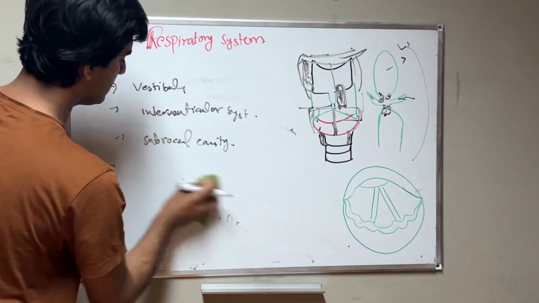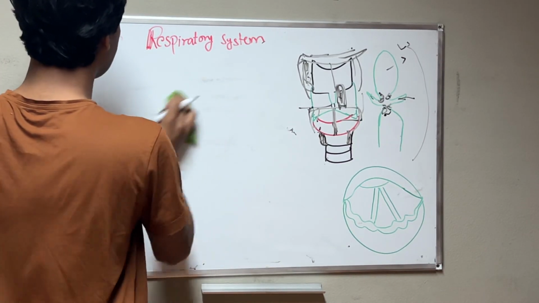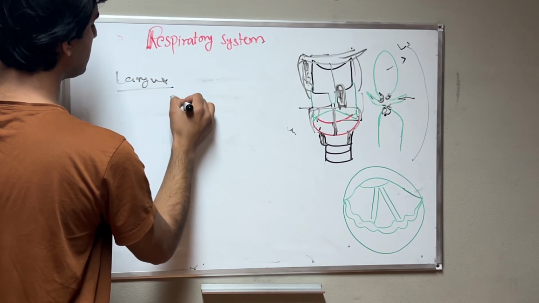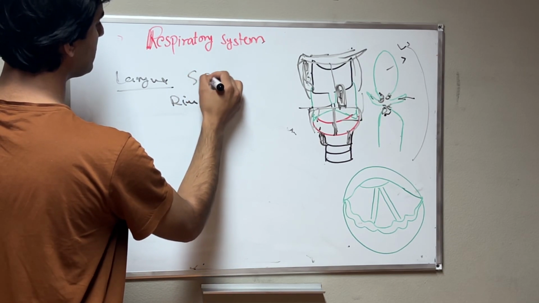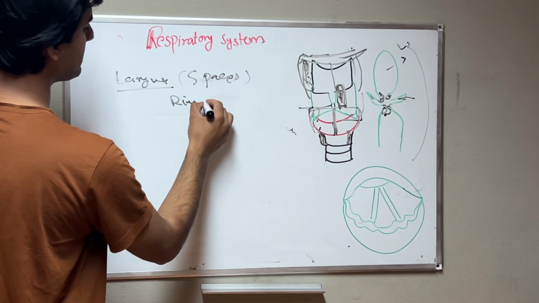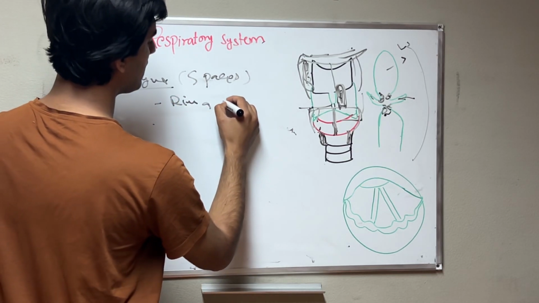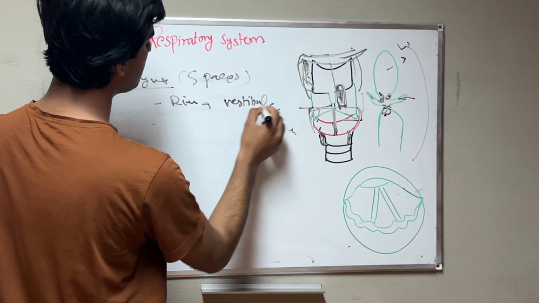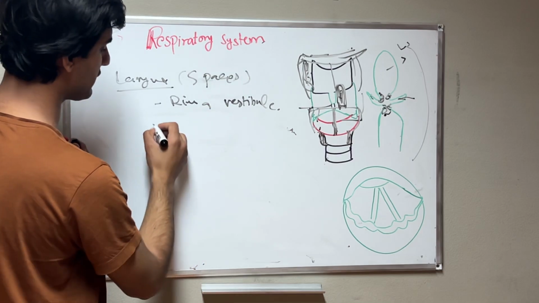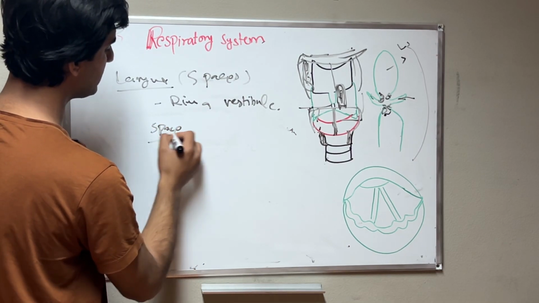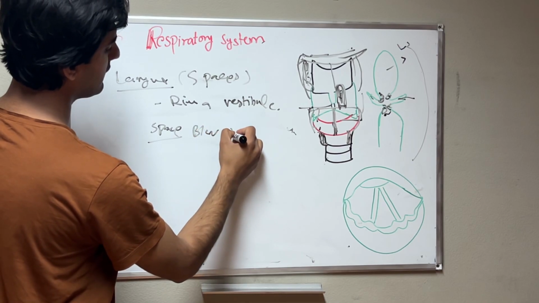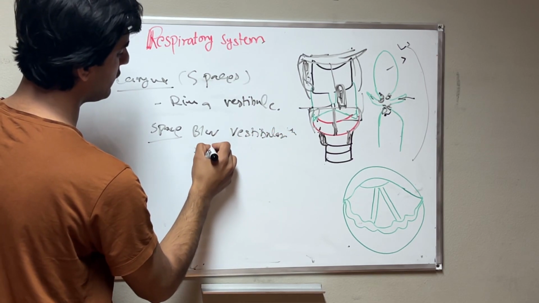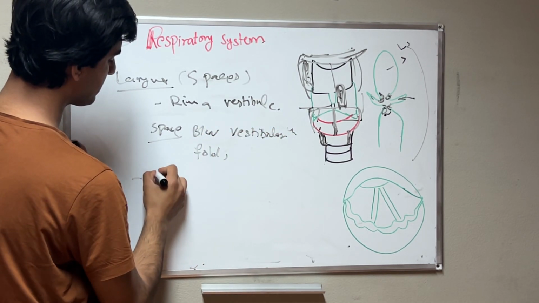Rima in the larynx. Rima means spaces. There are two types of rima: rima vestibuli and rima glottidis. Rima vestibuli is the space here, the space between the vestibular folds.